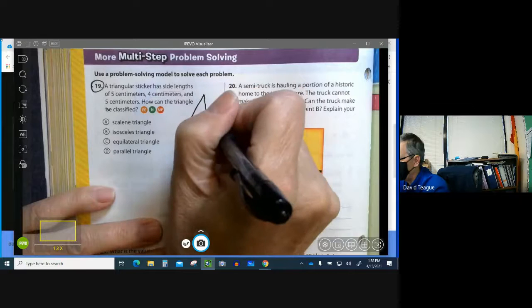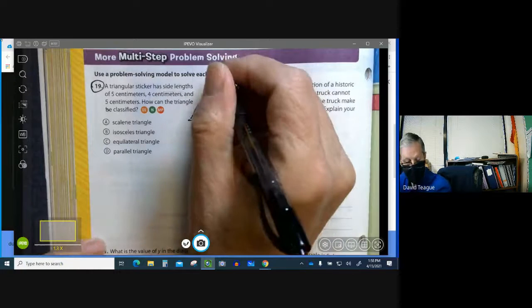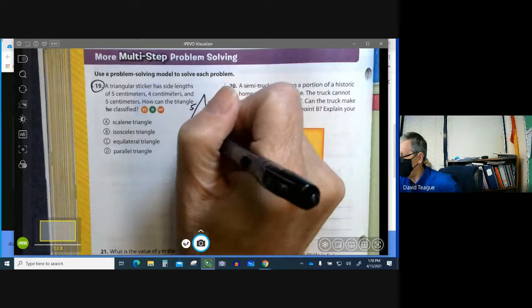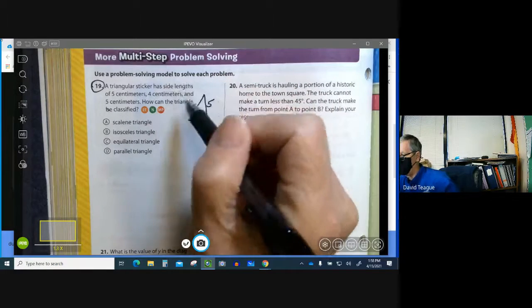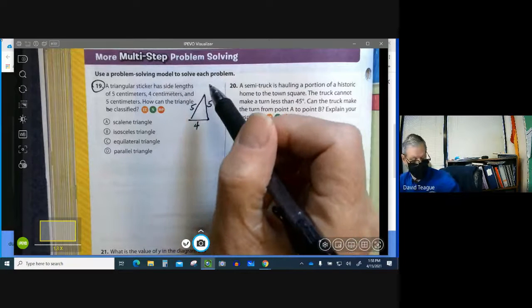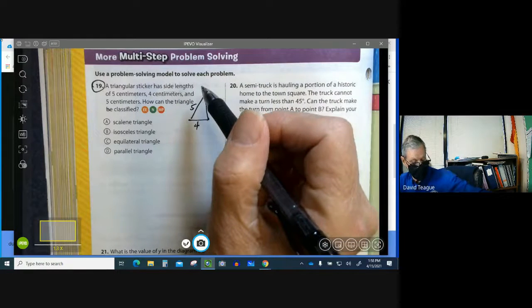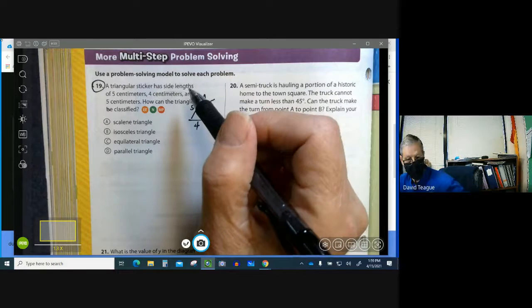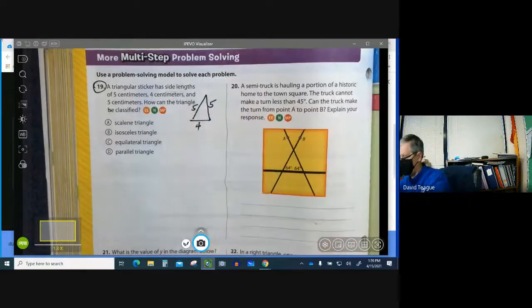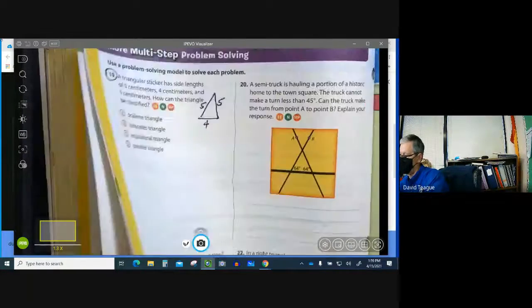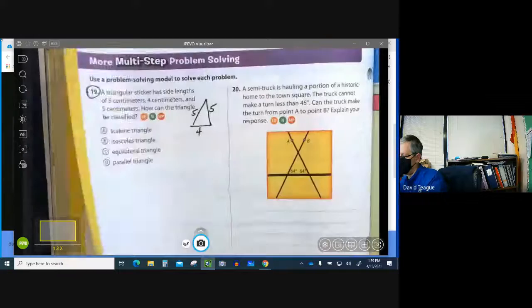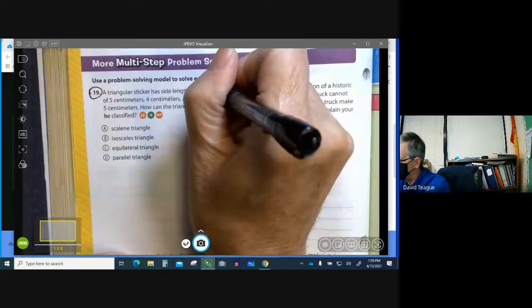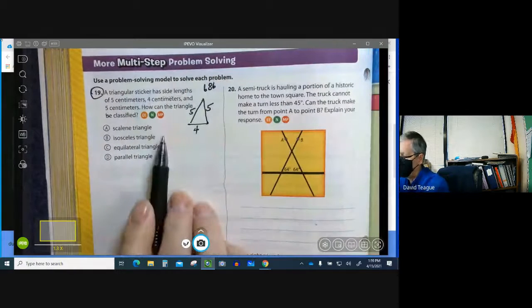So if you draw yourself a picture, that might be helpful. And you know this is 5, and this is 5, and this is 4. So it says, how can that triangle be classified? If you need help with that, you can look at page, what page is that? Page 686. So you can look at page 686, and that will help you classify that if you need it.